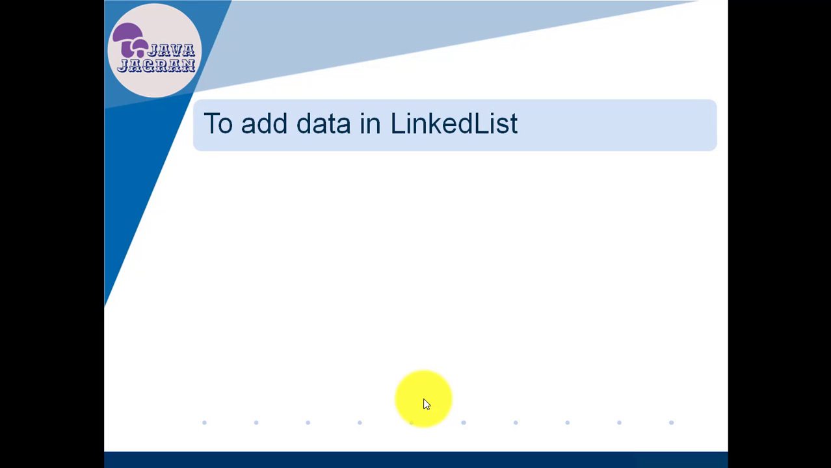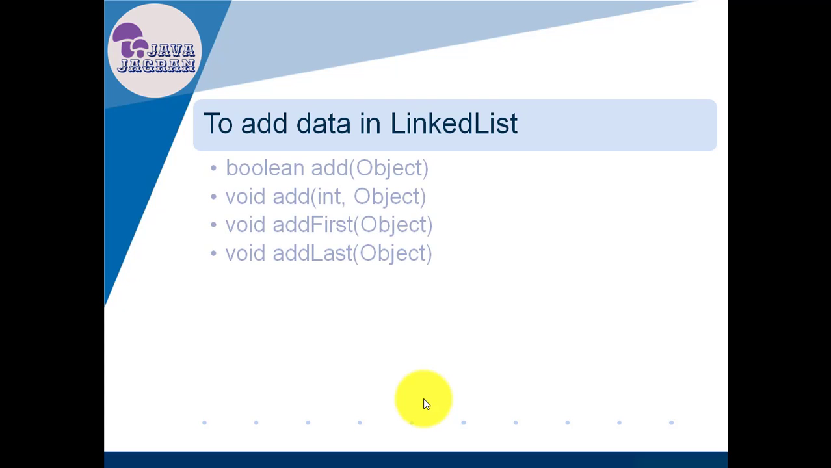First, I am going to talk about the methods using which we can add an element into the list. Using some methods we can add data, add elements, into the linked list. For that there are four methods we can use for adding elements into the linked list. So what are the methods? First one is add with the object. If you are using add with the object, you can simply create an object of the linked list and call the add method.